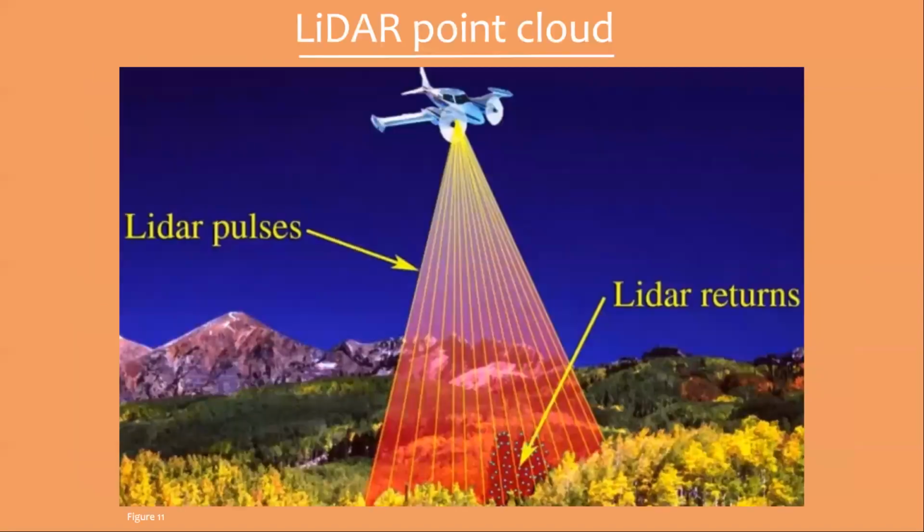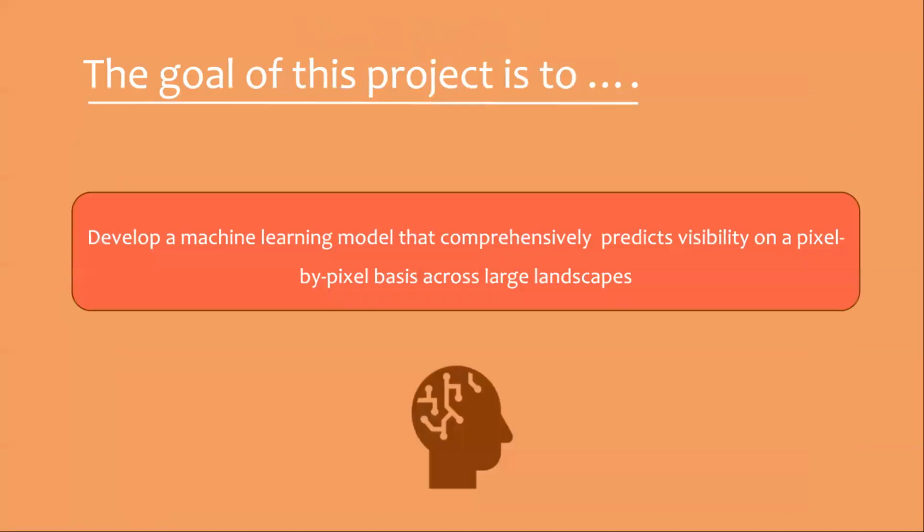This is one slide that is a better visual of what is happening when the LiDAR system is taking measurements. As you can see, the plane has the LiDAR pulses, and those dots where the arrow for LiDAR returns is the data that we will be using for this project, I should say.